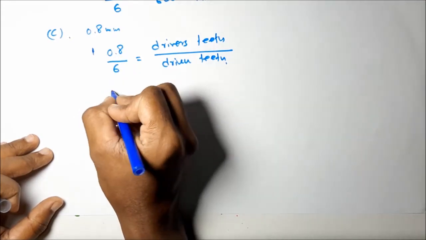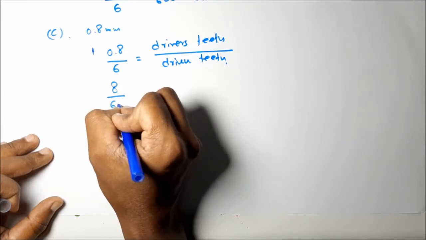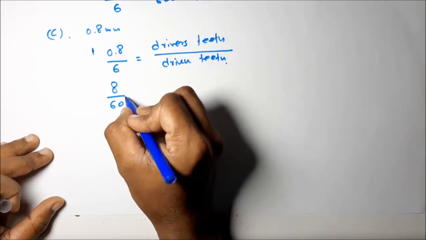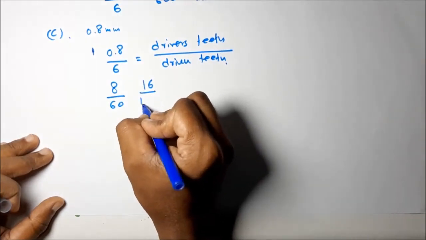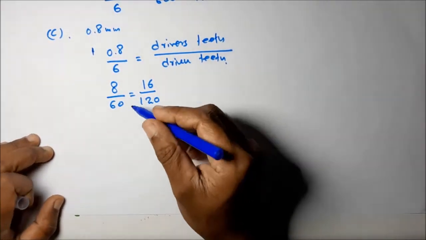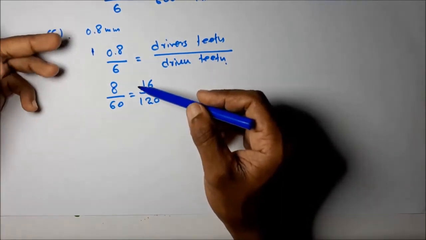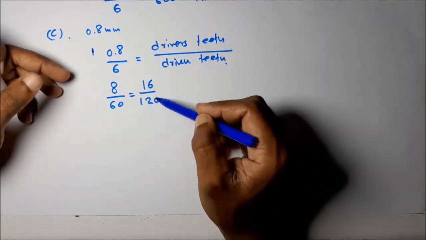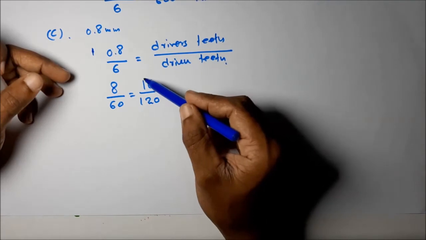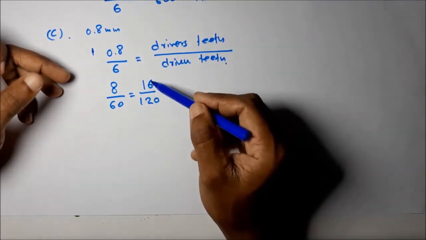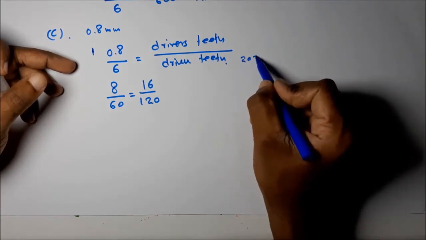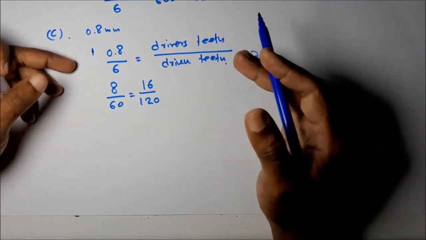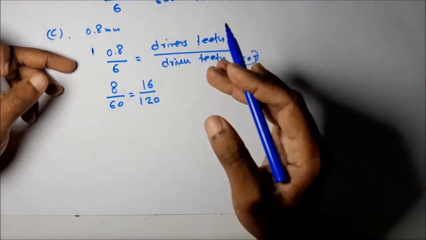Okay, driven. Then how to arrange the gear train for this situation? Let me take 8 into 60. Then let me multiply by 2, 16 and 120. Okay. In this situation, you can see that we can't obtain this gear ratio with available gears, because this is the maximum number of teeth we are having, but this is the minimum gear wheel we need, but the available minimum gear wheel teeth is equal to 20 teeth from the gear bank. So we can't obtain this gear ratio using the simple gear train, so we have to use the compound gear train to obtain this gear ratio.